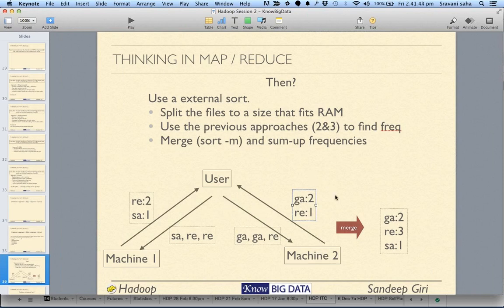Now after ga is removed from this output, re will take its place. Now I'll compare re and re from both sides. If they are equal, I'll sum their values and print in the output. So 2 plus 1 is 3. Now I'll read the next one and print that one. It's like merging two queues of people who are already standing in ascending order of their heights. If you have to merge two queues of people who are already sorted properly, it's not a difficult challenge.